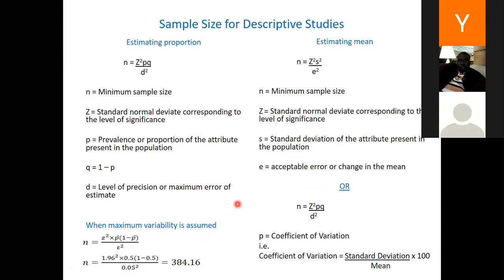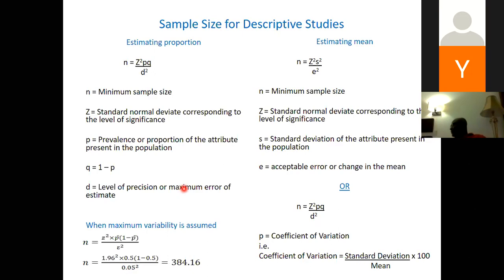That 5%, 0.05 d, is different from the 5% level of significance. It's quite different. When you assume maximum variability like this, if it is 50-50, it will give you 384.16. That is it. Every other thing, if you have used 2-tailed, level of significance 0.05, and you have chosen your level of precision to be 0.05, 5% also. So you are seeing 5%.